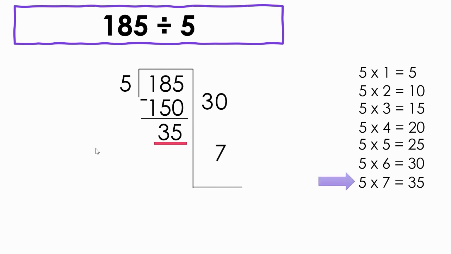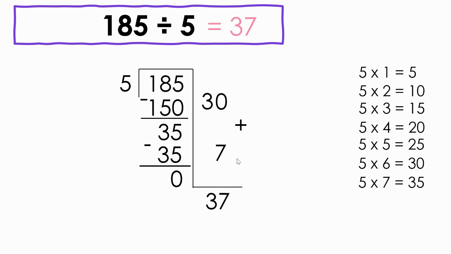We'll put a 7 over here on the right, and now we can multiply our divisor, 5, times the 7 ones, which equals 35 ones. Now we can subtract, and we have 0 left over. Remember, when the number down here is less than our divisor, we know we're done dividing. The last step is to add up all the numbers to the right. 30 plus 7 equals 37. So 185 divided by 5 equals 37.